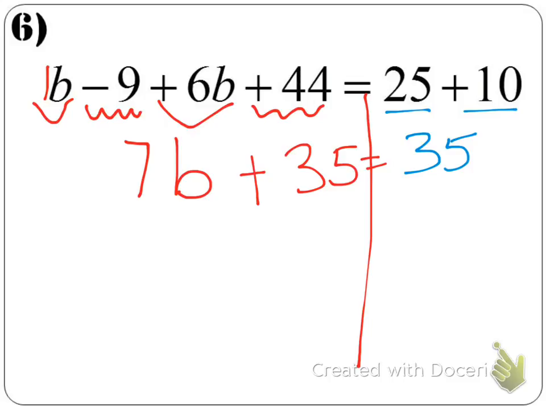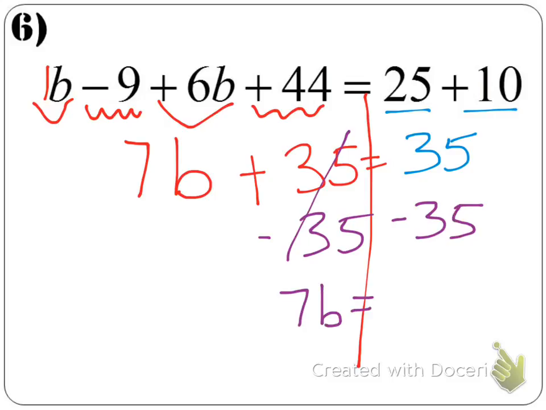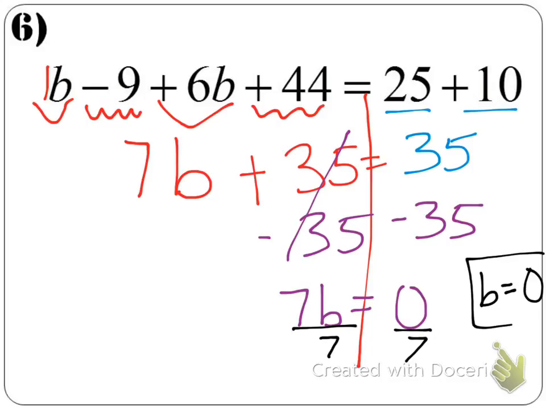How would I solve this? You subtract 35 from both sides. So you have 7b equals, what is 35 minus 35? 0. The last step is to divide the 0 by 7. What is 0 divided by 7? 0. 0 divided by anything is 0, except 0.